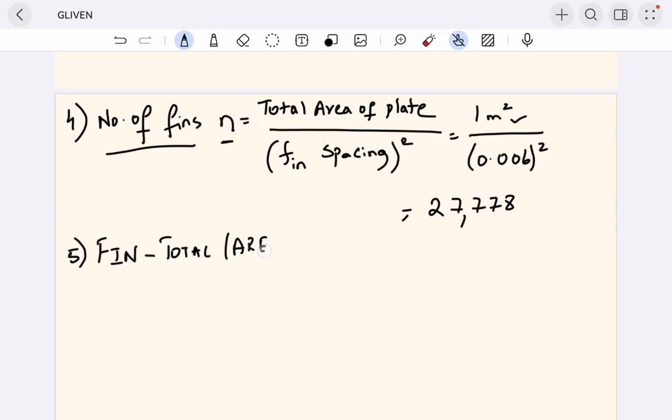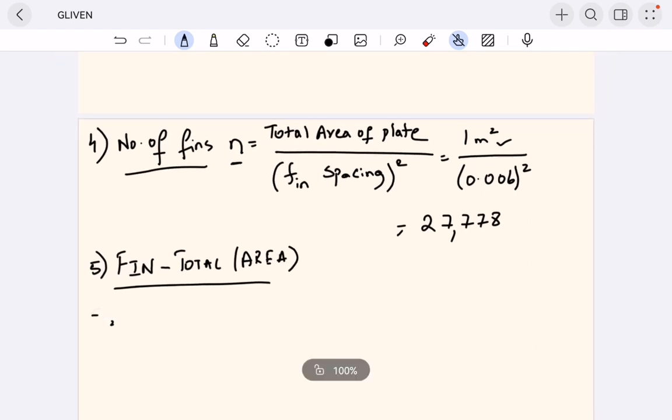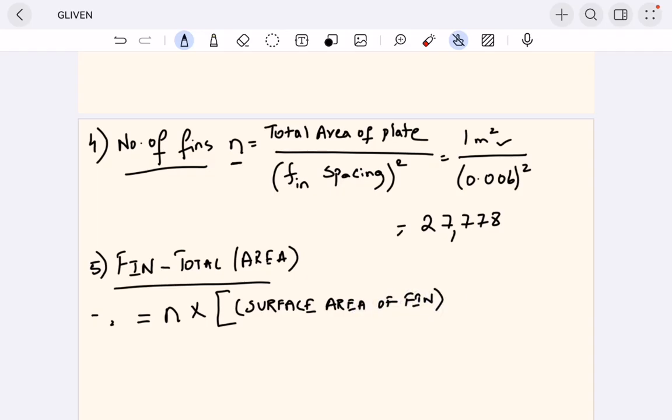Right, that is the number of fins, n, times the surface area of the fin, plus the cross-sectional area of the fin, right? Because heat is getting transferred from the surface as well as the cross-sectional area of the fin.